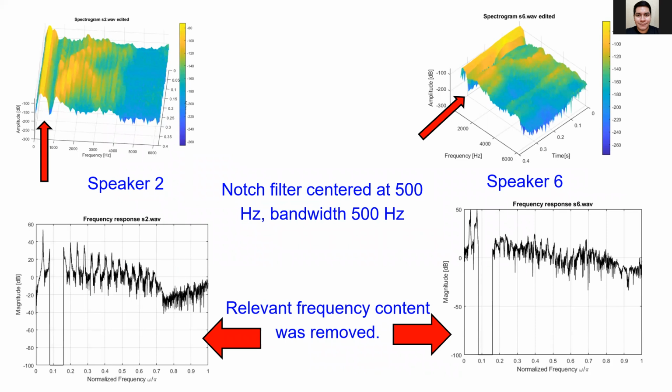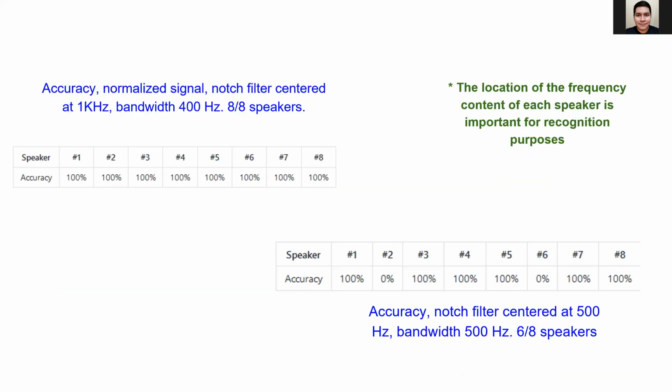By contrast, in the next slide, we set the notch filter centered at 500 Hz with a bandwidth of 500 Hz. We can see from the frequency response of speaker 2 and speaker 6 that the relevant frequency content was removed. In addition, we can see a huge valley in the spectrogram of speaker 2 and speaker 6. We can also see the result in the next slide, and we can conclude that the spectrum of the speakers is concentrated at lower frequencies. This is why the accuracy of the system was reduced.